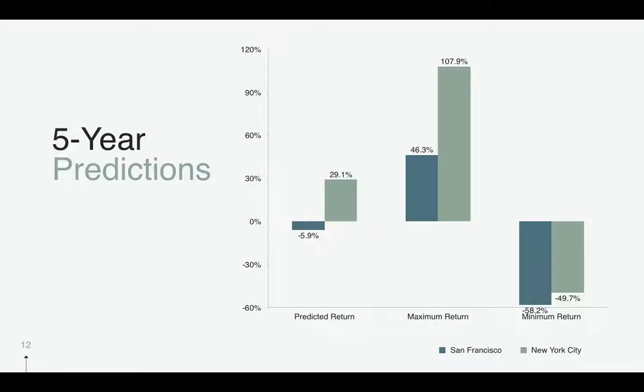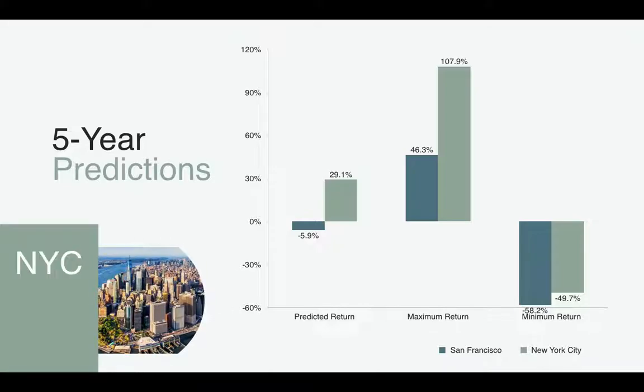Looking at the results for a 5-year prediction, we can see that again, New York City fares better. We actually have a loss predicted for San Francisco, and our confidence interval at 95% shows that not only New York has a much better potential of return, but San Francisco represents a possibility of a very big loss. So again, our recommendation is that investing in New York City is the best option.